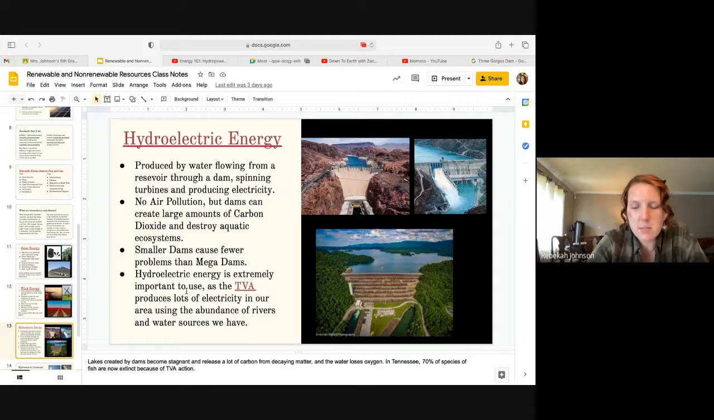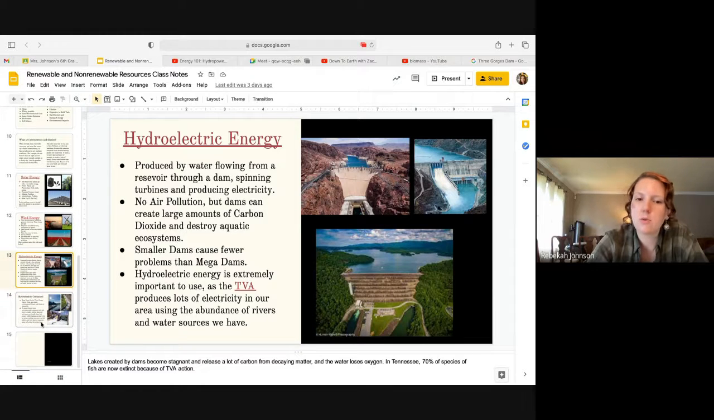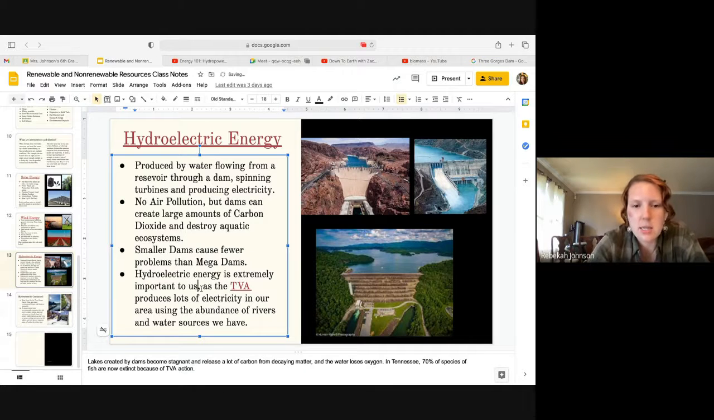So smaller dams often cause less damage. They have fewer problems associated with them, but they're also a lot of times not used for power. I think they said 3,000 dams are used for power, and we have 80,000 in the US. So if we could start generating on smaller scales, that would be really, really helpful in making this work. So that should say to us, hydroelectric energy is extremely important to us.